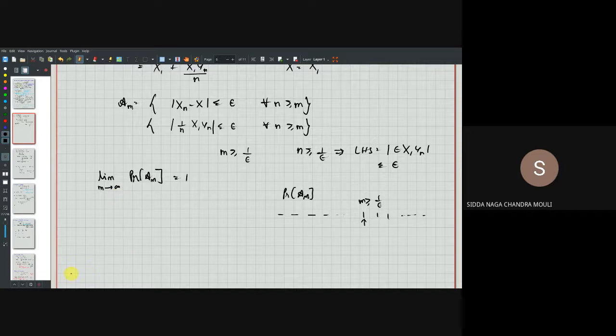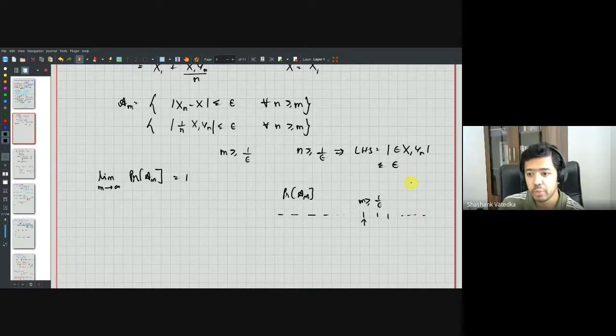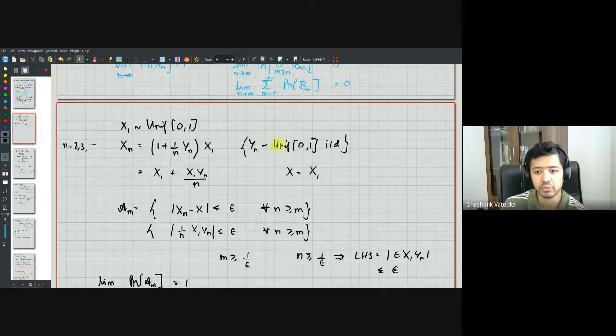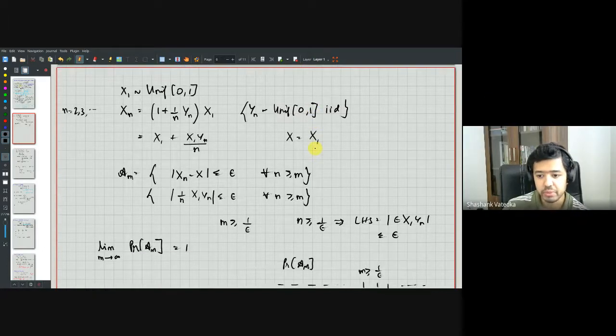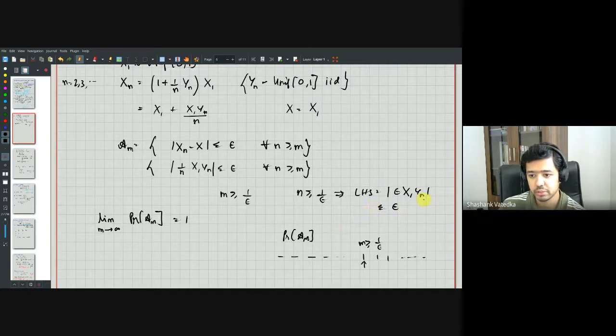Sir, how did you say that if m greater than or equal to 1 by epsilon, then it can satisfy that condition? I'm saying this because no matter what the realization of x1 and yn is, I know that x1 is always less than or equal to 1 and yn is less than or equal to 1 because they're uniform 0, 1 random variables. So the product x1 yn can never be greater than or equal to 1, right? So this particular event happens with probability 1.